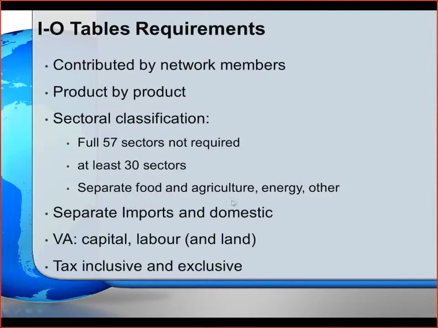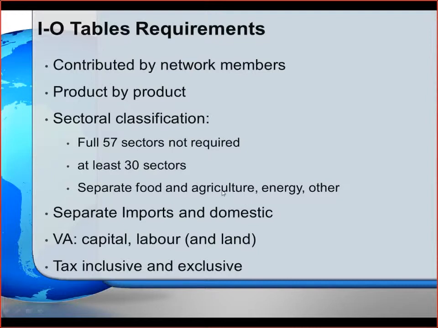And you separate food and agriculture, energy, and others. So you have three blocks: food and agricultural sectors as a block, energy as a block, other as a block. Of course, you are free to contribute 57 sectors too, but in case you are contributing aggregated sectors, make sure that, for example, paddy rice is not mixed with coal. You don't have a sector which is an aggregation of rice and coal, for example.